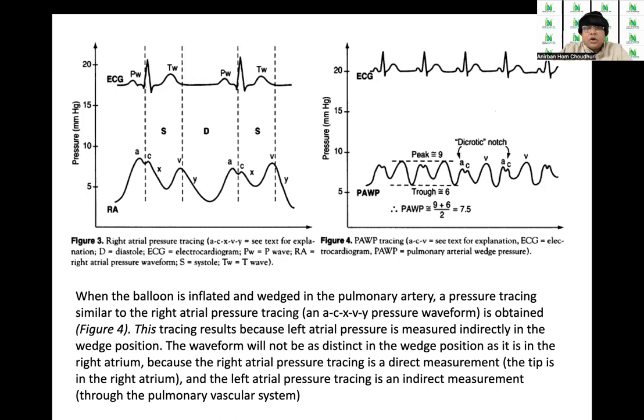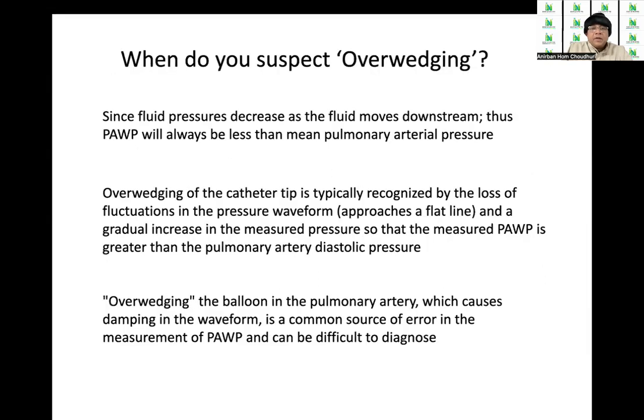So this was almost similar. Here you can see the peak is 9 and the trough is 6. So pulmonary capillary wedge pressure is 9 plus 6 divided by 2, which is 7.5. This is quite similar to the right atrial pressure, which you can see on your left in figure 3.